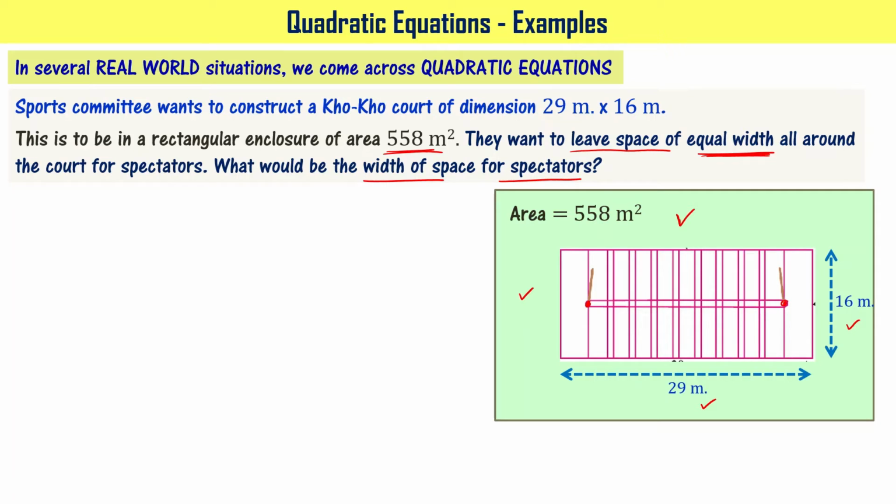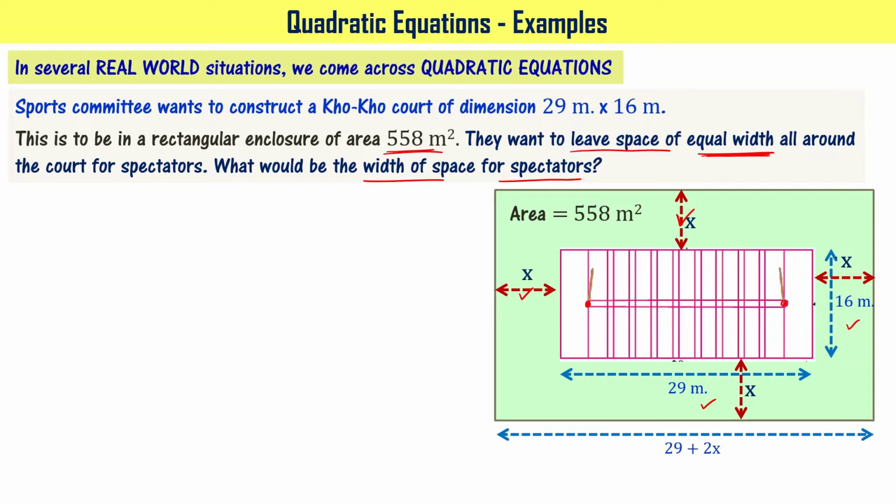For example, you can draw a coco court in the given area and see what is the width they have to leave, right? Otherwise, you can convert this problem statement into a quadratic equation, and by solving that quadratic equation, you can get the value of the width. For example, in all sides, they want to have a width of size x meters, right? Now let's try to convert the problem statement as a quadratic equation.